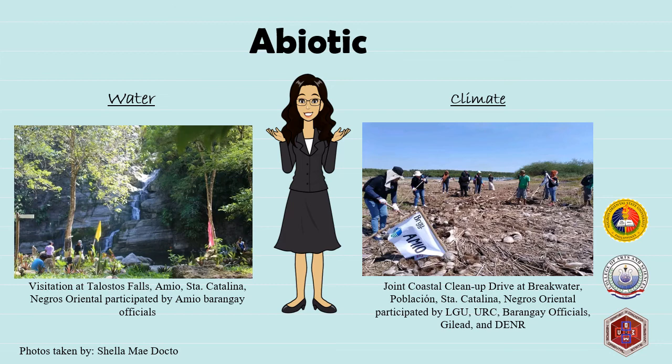Water is essential for life, and climate greatly influences the population. These factors shape the environment where the ecosystem and other organisms belong.